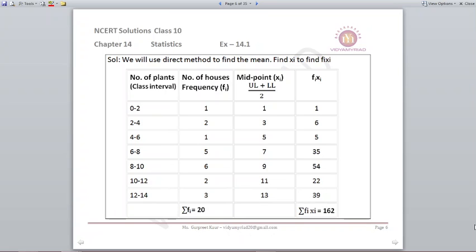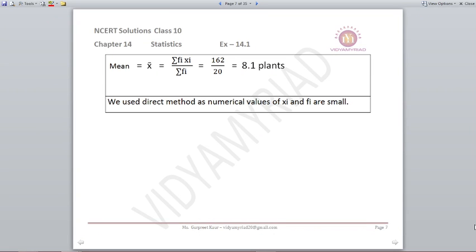So you will multiply fi into xi, that is 1 into 1, 2 into 3, 1 into 5, 5 into 7, 6 into 9, 2 into 11, 3 into 13. Add them all together, it becomes 162. So for calculating the mean, 162 divided by 20, the mean comes out to be 8.1 plants. So we used the direct method because xi and fi are small in numbers.